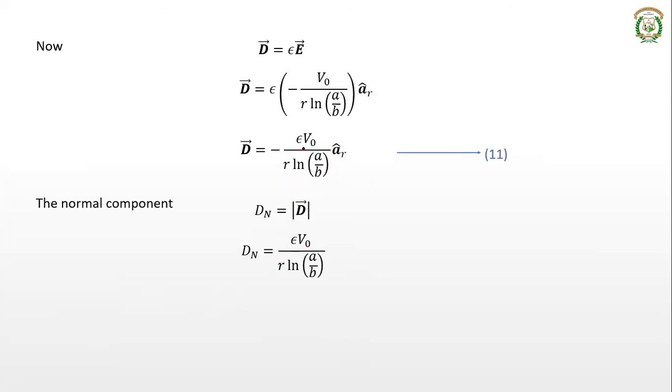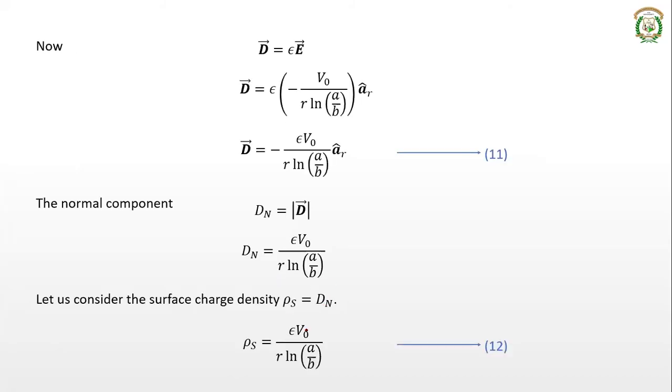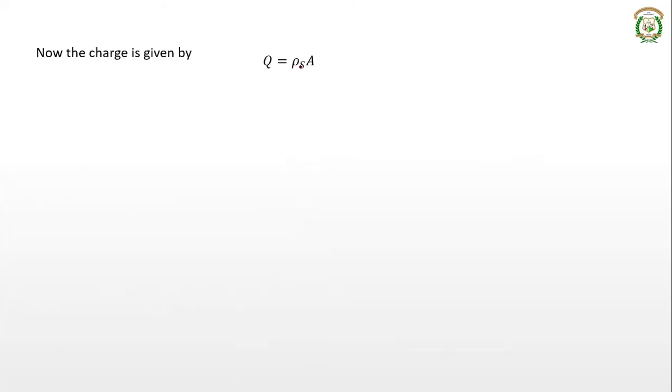Then we equate this normal component with the surface charge density rho s, that is rho s is equal to Dn. So rho s is epsilon V naught divided by R ln A by B. Then multiply this with the area of the surface to get the charge. Charge Q is rho s into A, that is epsilon V naught divided by R ln A by B multiplied by area A.